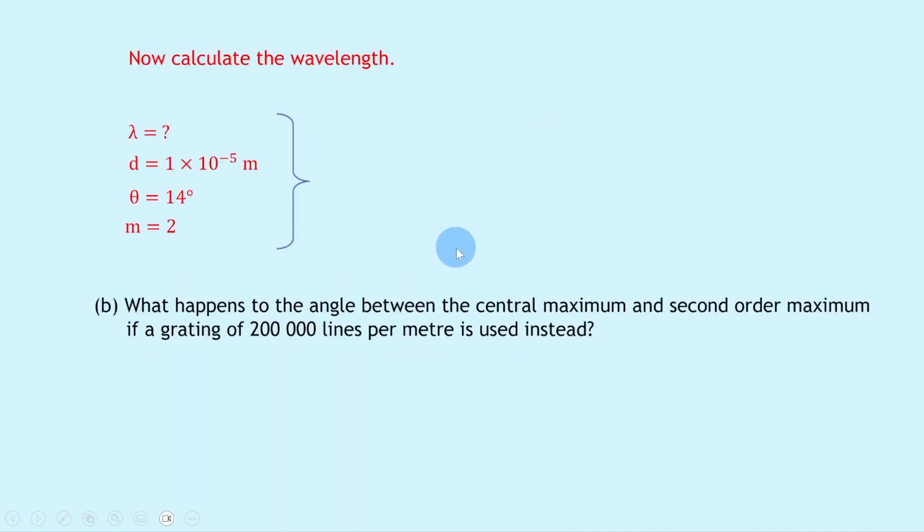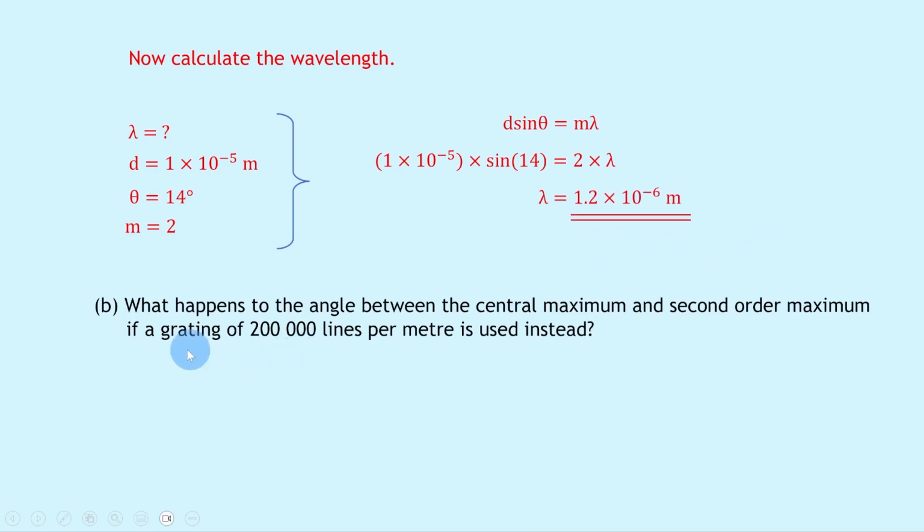So writing down our grating equation, we have d sine theta equals m lambda. Substituting in the numbers gives 1 times 10 to the minus 5 times sine 14 is equal to 2 times lambda. So doing the left hand side in your calculator and then dividing both sides by 2 to get lambda on its own gives a value for the wavelength of 1.2 times 10 to the minus 6 meters. Lastly, part B says what happens to the angle between the central maximum and second order maximum if a grating of 200,000 lines per meter is used instead.